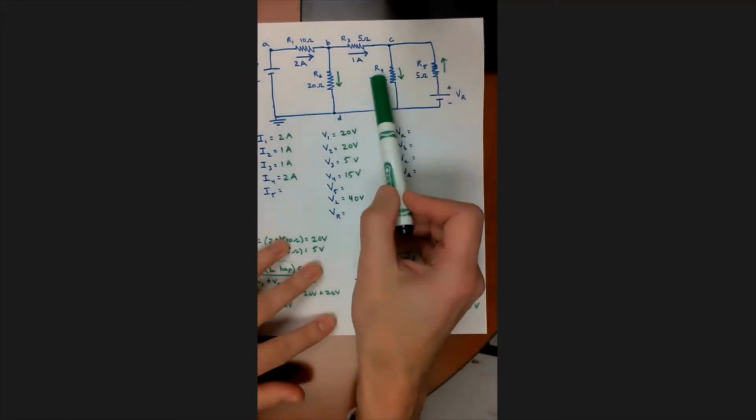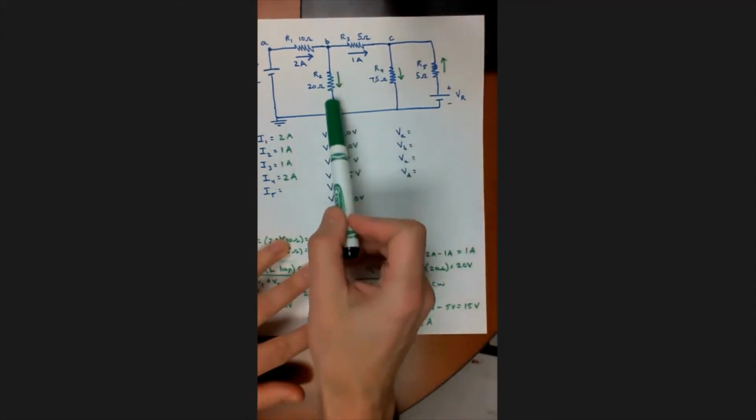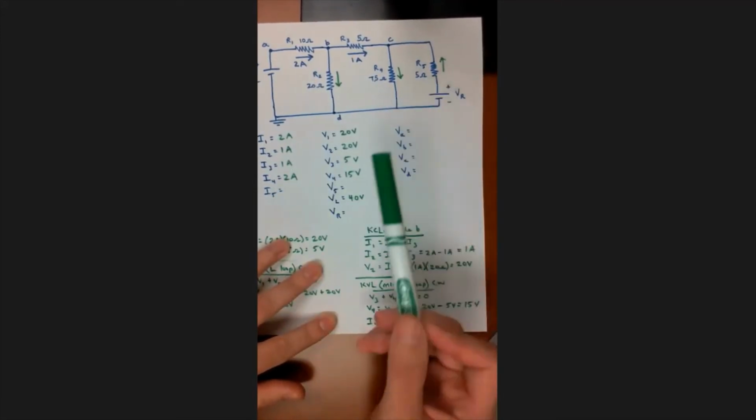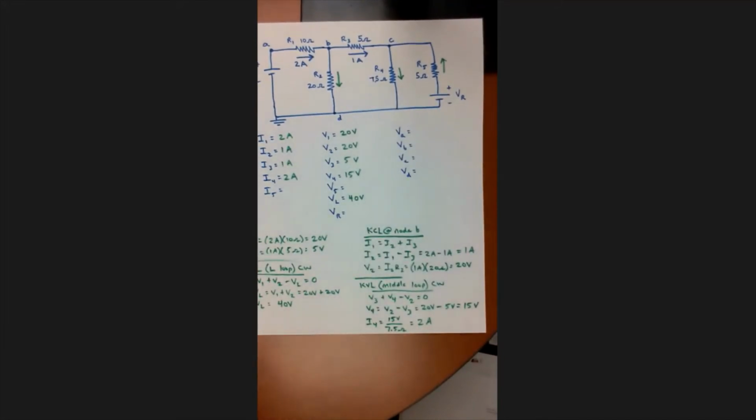So that loop doesn't work, 2 unknowns. This loop doesn't work, 2 unknowns. This loop doesn't work, 2 unknowns. So KVL is not going to work. What else could I do?